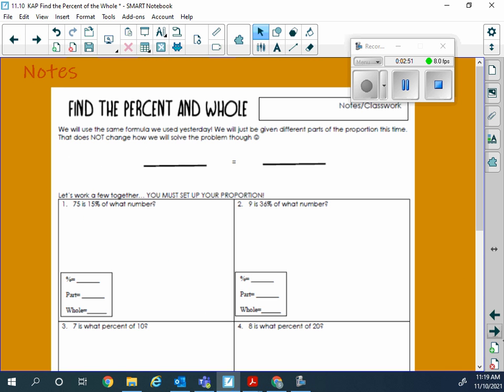Okay, today we're continuing with percent and whole, okay? We're going to use the same formula that we used yesterday. We're just going to be given different parts of the proportions this time. It does not change how you solve the problem. So guys, what goes here? The part. What goes down here? The whole. What goes here? Percent. And what goes here? 100, okay?